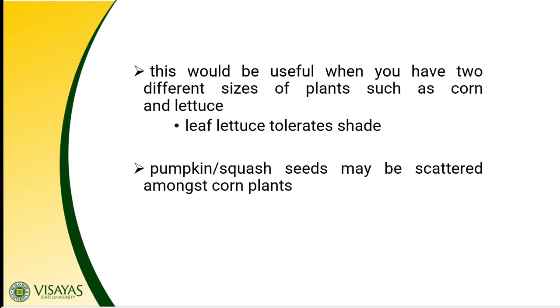This would be useful when you have two different sizes of plants such as corn and lettuce. This leaf lettuce tolerates shading of the corn. And also in this mixed intercropping, we can plant pumpkin or squash seeds, maybe scattered among the corn plants, because these squash and pumpkin can tolerate the shading caused by the corn plants.